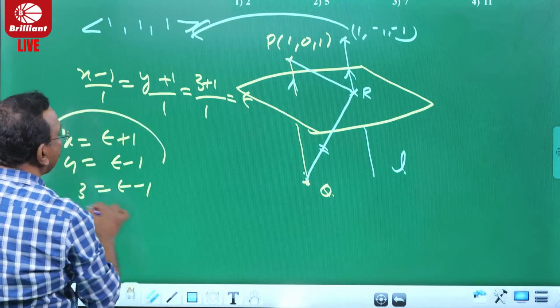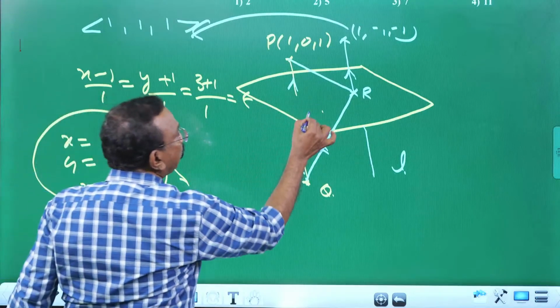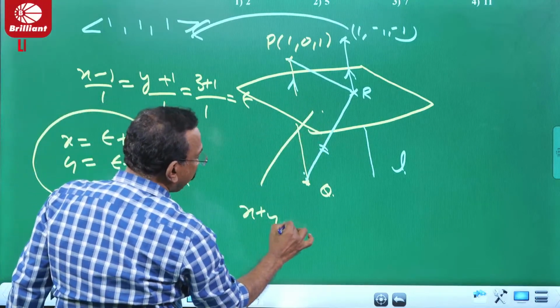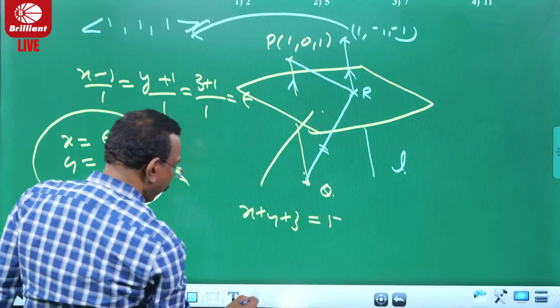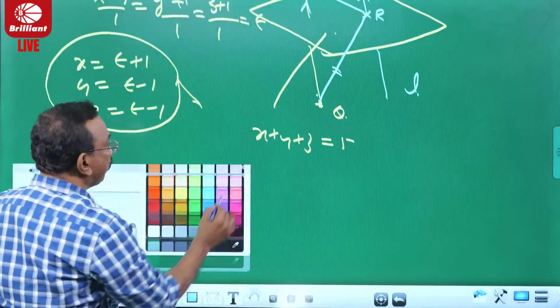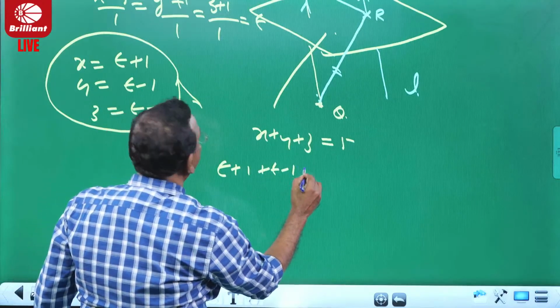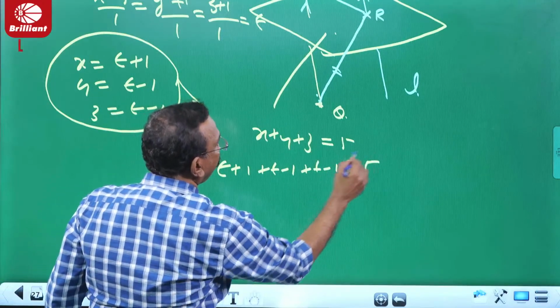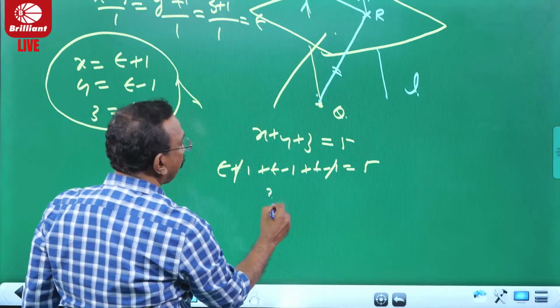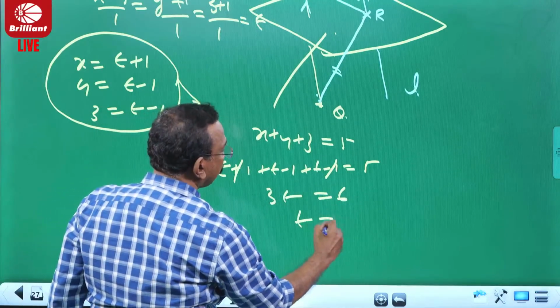So using this, inserting into the plane x plus y plus z is equal to 5, we can find the value for t by substituting: t plus 1 plus t minus 1 plus t minus 1 is equal to 5. So 1 can be cancelled. You get that 3t is equal to 6, so t is equal to 2.